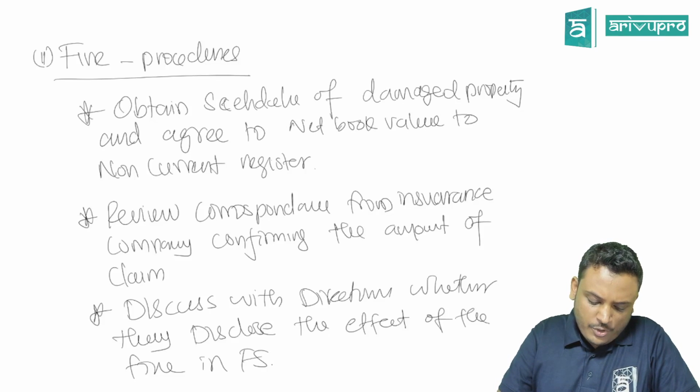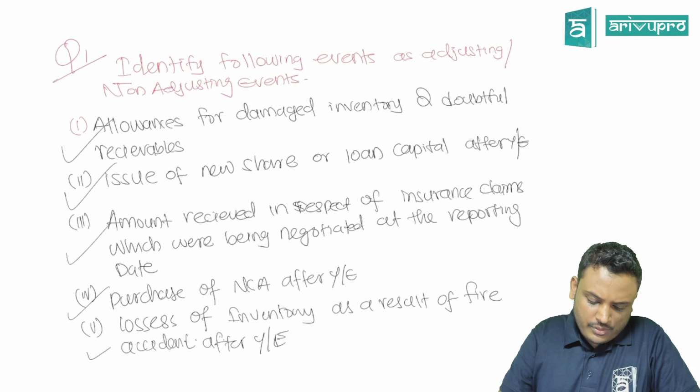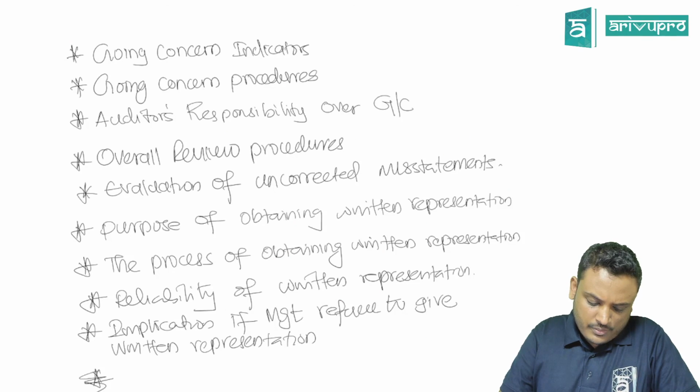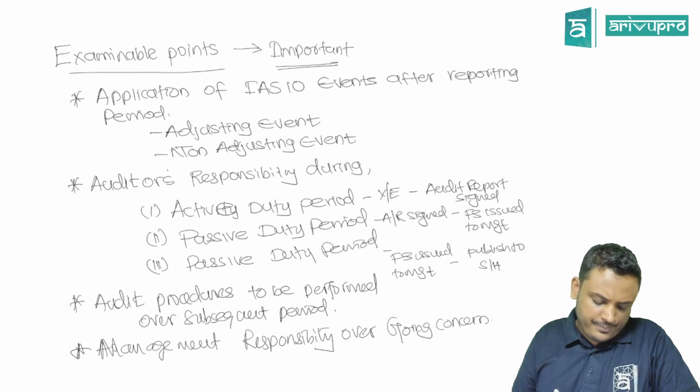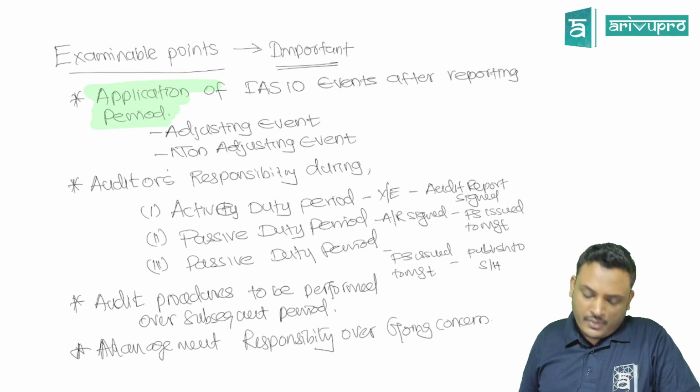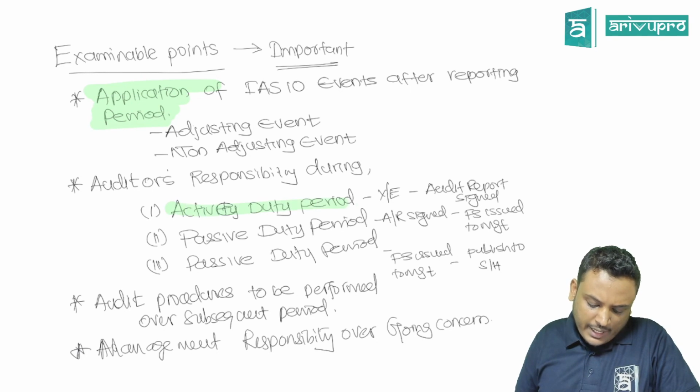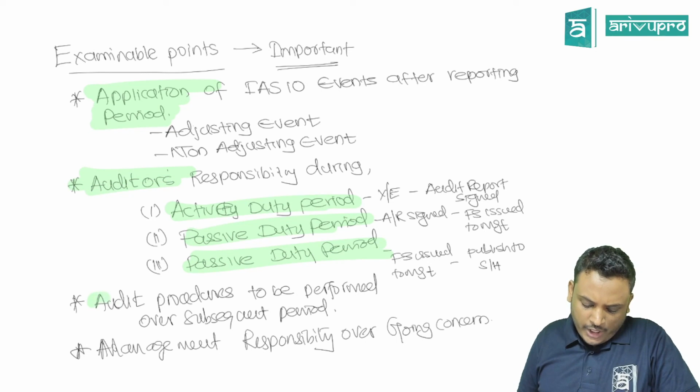Right. Now let's move to this one. Right, first one, application of IAS 10, adjusting event and non-adjusting event. Understood? Auditor's responsibility, active duty, passive duty. Understood? Audit procedures. Understood? Clear?